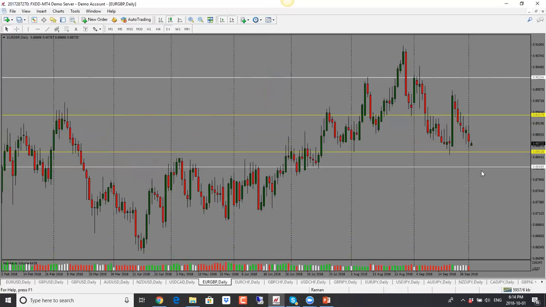Euro pound here, the daily candle close is bearish. It has slowly been coming down. We had talked about price filling this inefficiency. It has now been filled, but overall bias still remains to the downside. Next target would be the 0.8850 level. So looking for price to drop further, 0.8850 will be the target for euro pound.